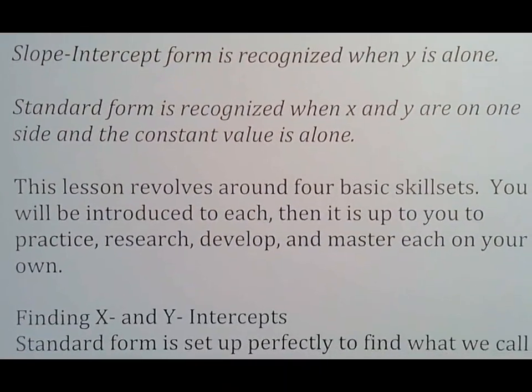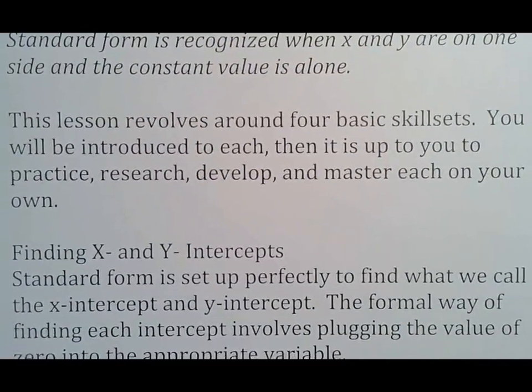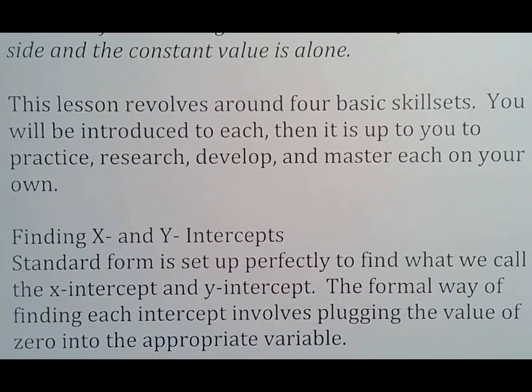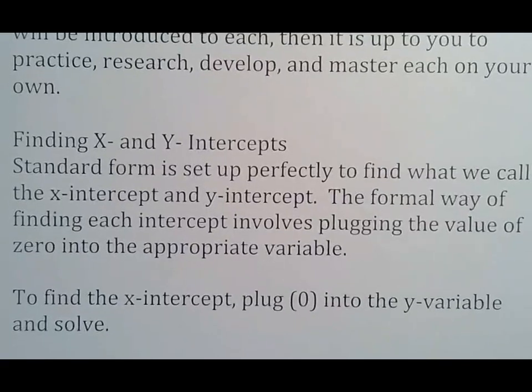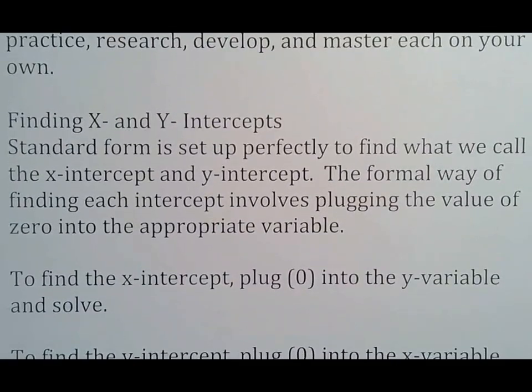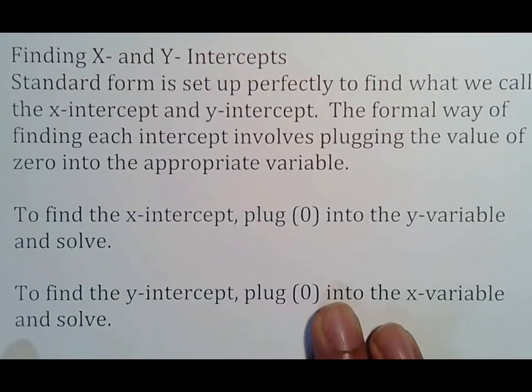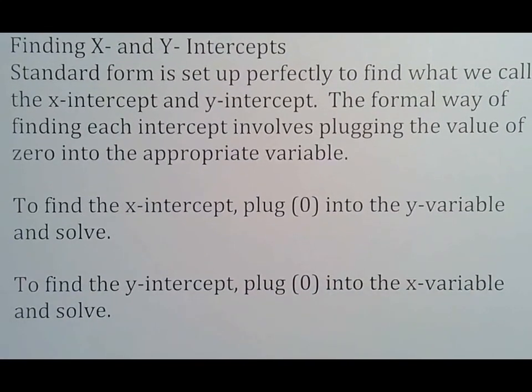This lesson revolves around 4 basic skill sets. You'll be introduced to each, and then it's up to you to practice, research, develop, and master on your own. Finding x and y intercepts. Standard form is set up perfectly to find what we call the x-intercept and the y-intercept. The formal way, as I just told you, is to take 0 and plug it into the appropriate variable. For example, for the x-intercept, plug 0 into the y variable.